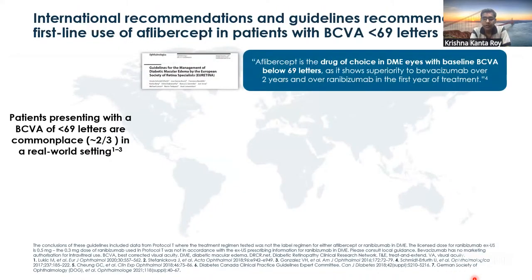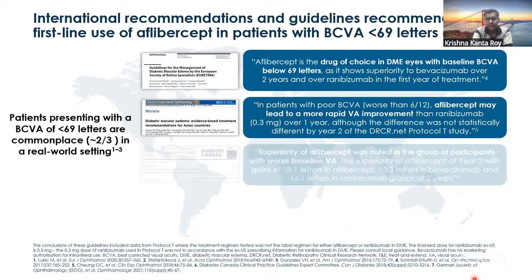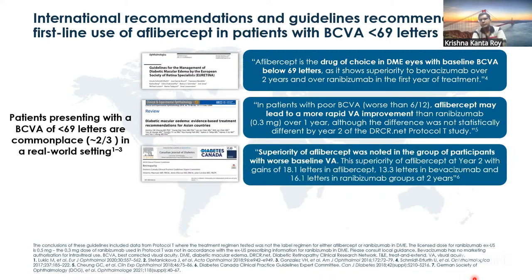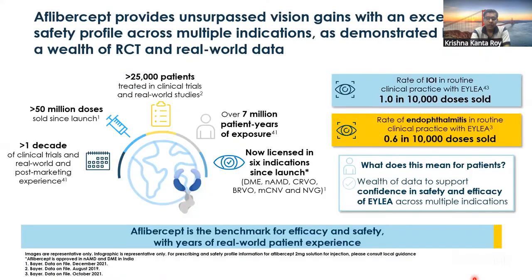This is a guideline from EURETINA. They also recommend that if vision is less than 6/9 or 20/40, aflibercept is the better choice. And this is the same for Asian patients. And this is the Canadian journal also. Superiority of aflibercept was noted in a group of patients with worse baseline visual acuity compared to ranibizumab. Now, this slide was already told by Rupak sir. So aflibercept's side effects are very less. You all know that chances of IOI are very less. Rate of endophthalmitis is also very less.